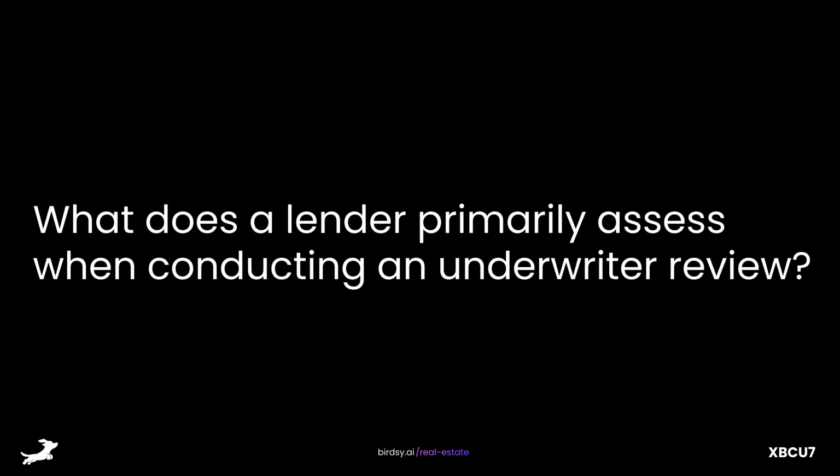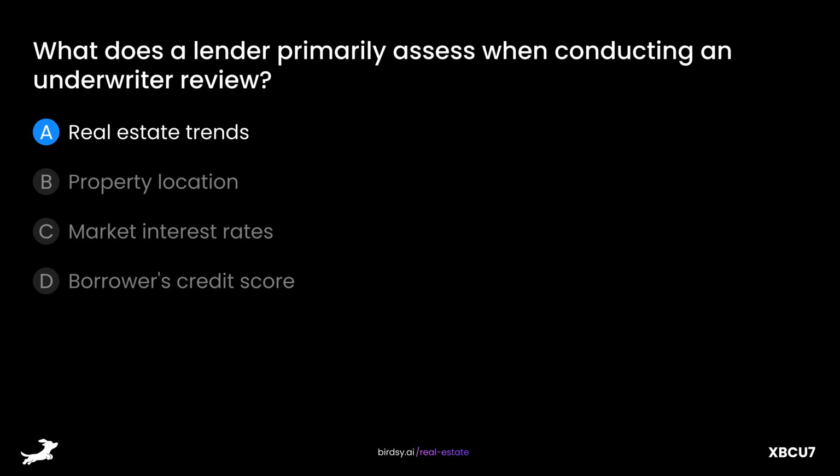What does a lender primarily assess when conducting an underwriter review? Is it A, real estate trends, B, property location, C, market interest rates, or D, borrower's credit score? The answer is D, borrower's credit score.